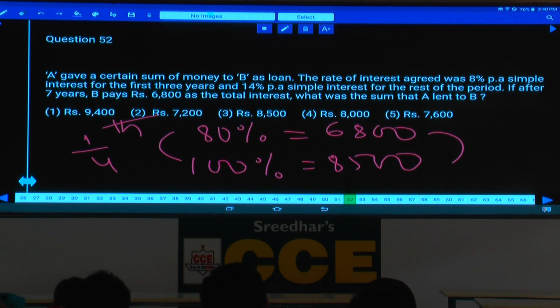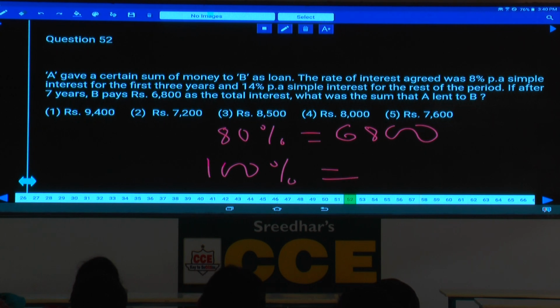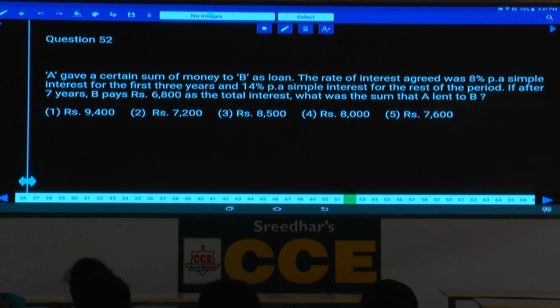Okay? If not, 80% is equal to 6,800. 100% is equal to how much? 80 how many times? 8 times. Still you have something? It should start with 8, with something more beside it.